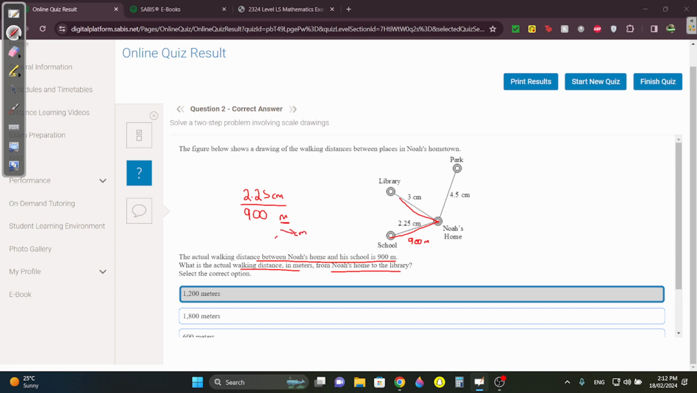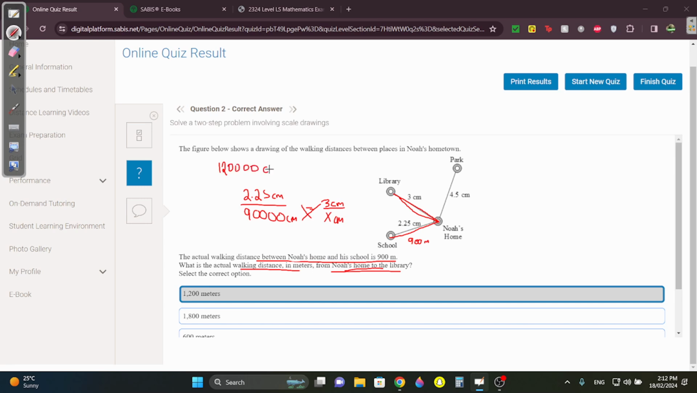Okay, how do you do that? You multiply by 100. I'm not going to keep on writing times 100 because I'm going to be repeating myself a lot of times. So at this point, if I just do times 100, it's because I'm converting from meters to centimeters. So always have it in the same unit. Equals, we want Noah's home to the library. On the drawing, Noah's home to the library is 3 centimeters over x centimeters. You cross multiply and you're going to get this answer.